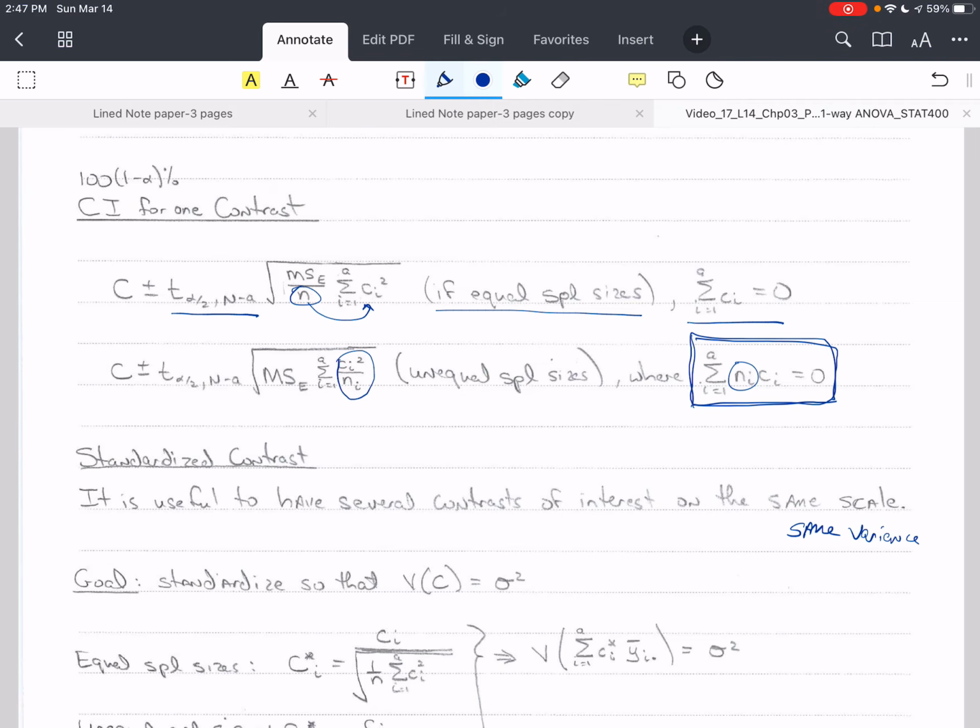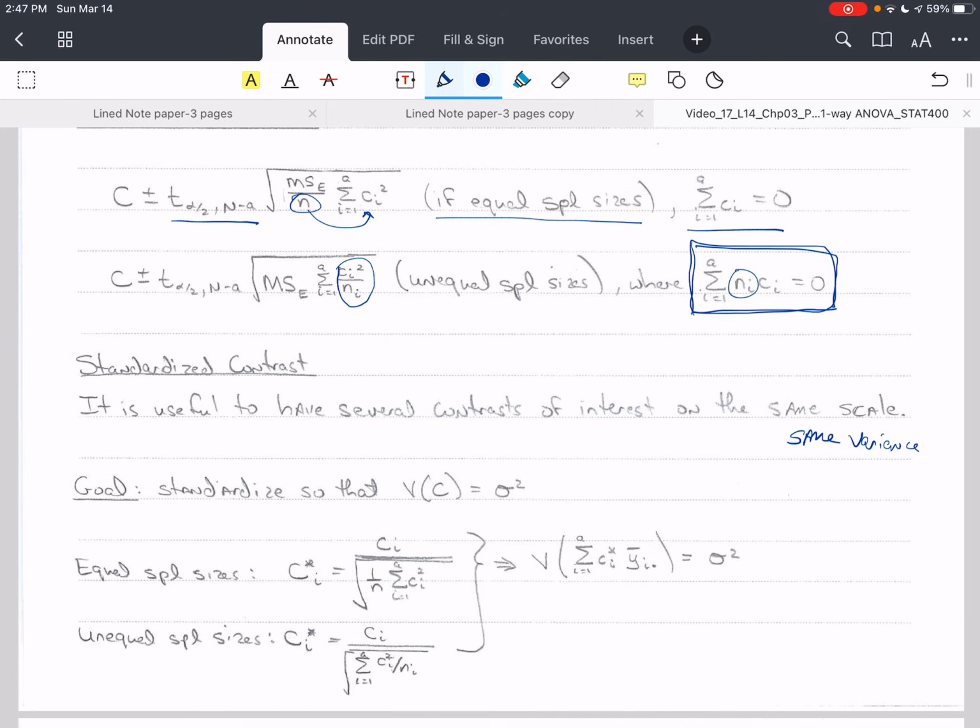So to do that, we divide by the variance, the coefficients of the variance. We want the variance of C to equal sigma squared, or sigma hat squared, I should say. So the variance would be sigma squared. The theoretical variance of C should equal sigma squared to make it an unbiased estimator.